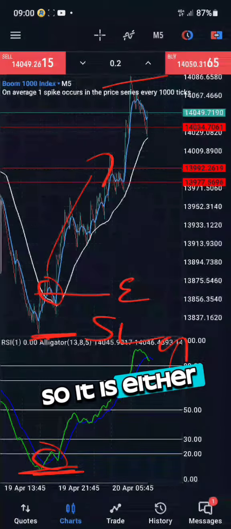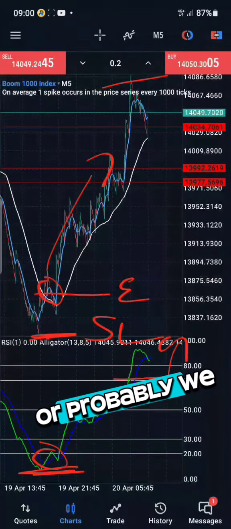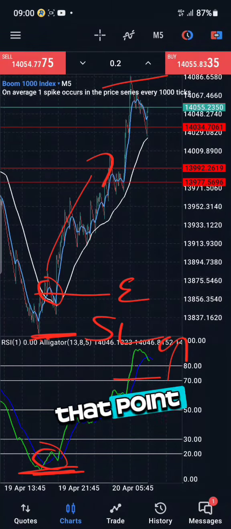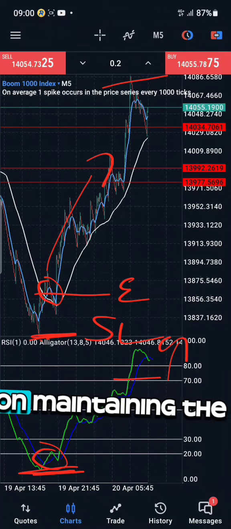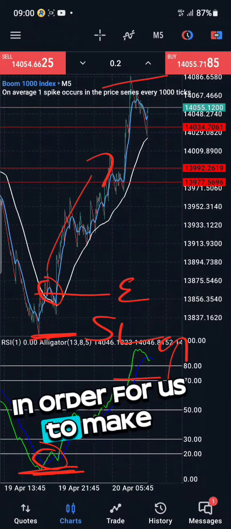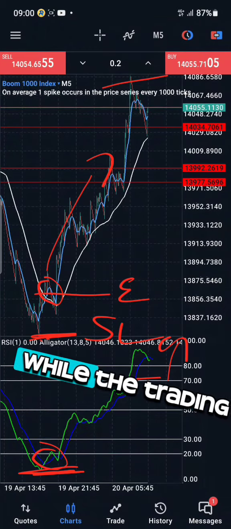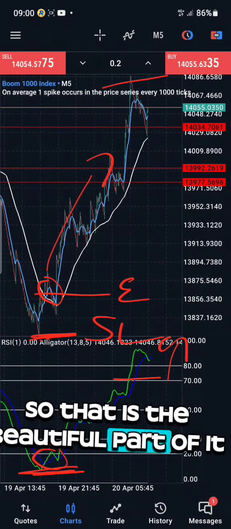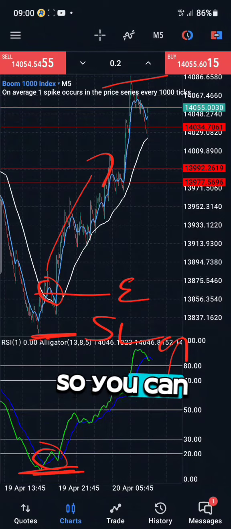Okay, so it is either we close all our trades, or probably we lock up 80% of the profit at that point, and of course we keep on maintaining the 80% lockup in order for us to make more profit while the trading activities is still going. Okay, so that is the beautiful part of it. So I will be stopping right there. You can try this out.